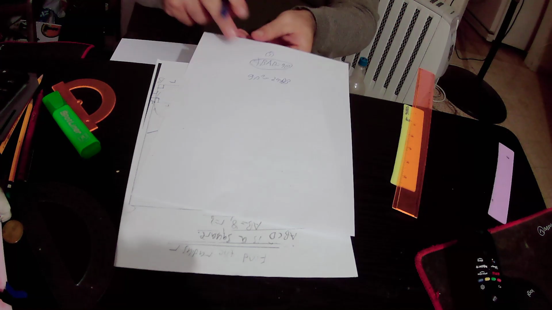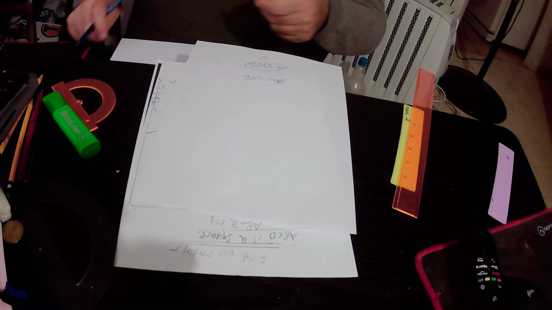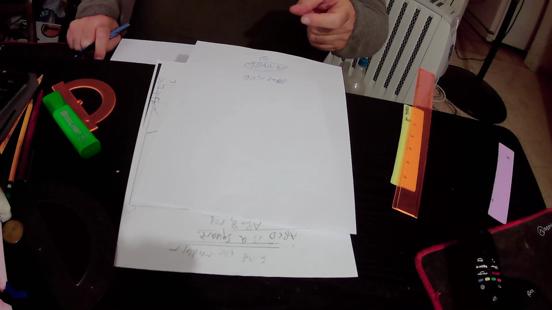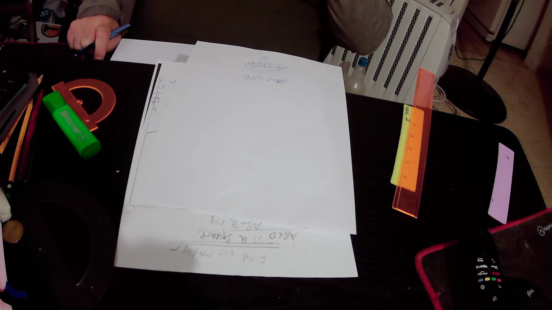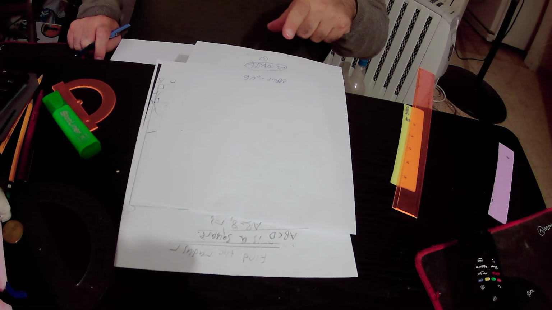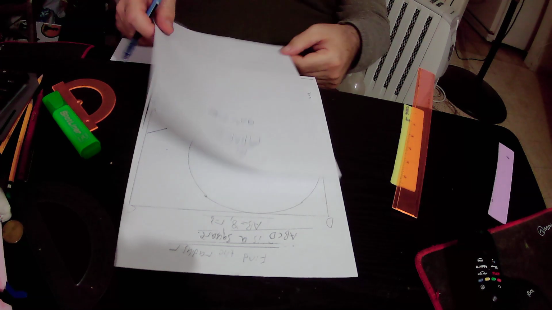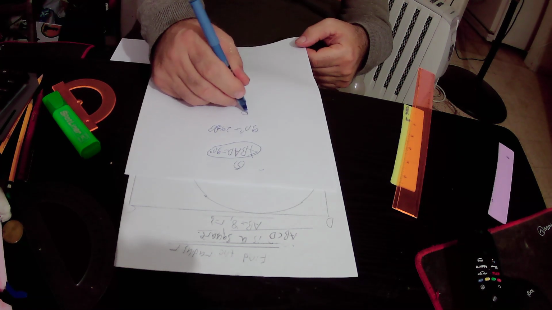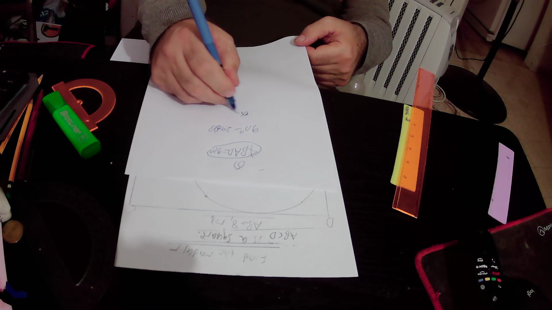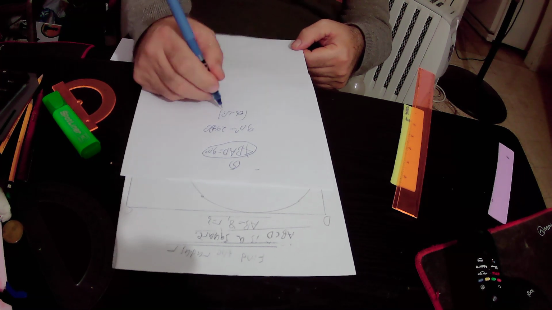Again, this angle that equals 90 degrees consists of 4 angles: 2 angles that are equal to alpha and 2 angles that are equal to beta. So 90 degrees equals 2 alpha plus 2 beta. We will divide this equality by 2 and we will get that alpha plus beta equals 45 degrees.